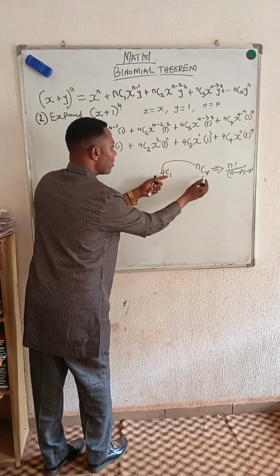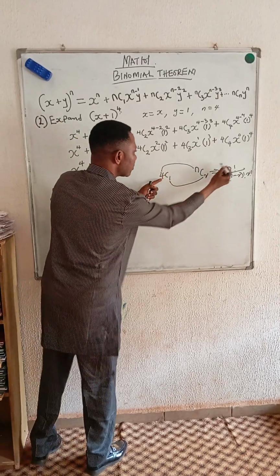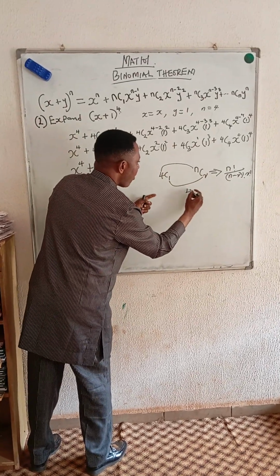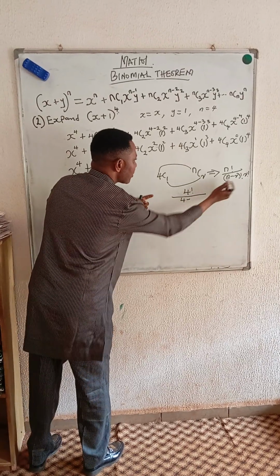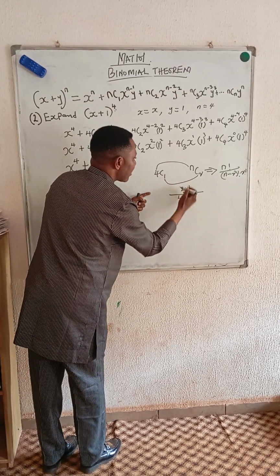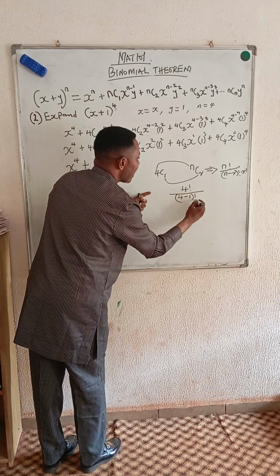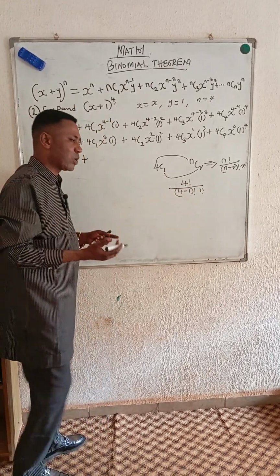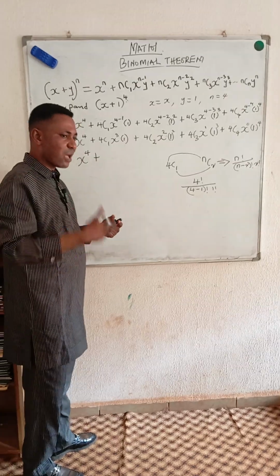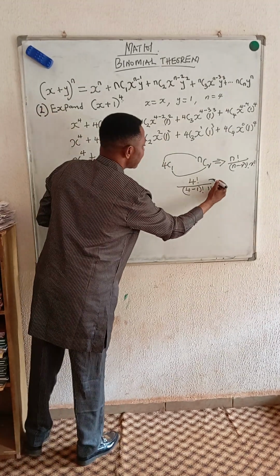My n is 4, my r is 1. So what are you going to do? Look at it, very simple. 4 factorial all over 4 minus r. R is 1, all right? So 4 minus 1 factorial, then my r, which is 1, 1 factorial. What is 4 factorial? It means 4 times 3 times 2 times 1.